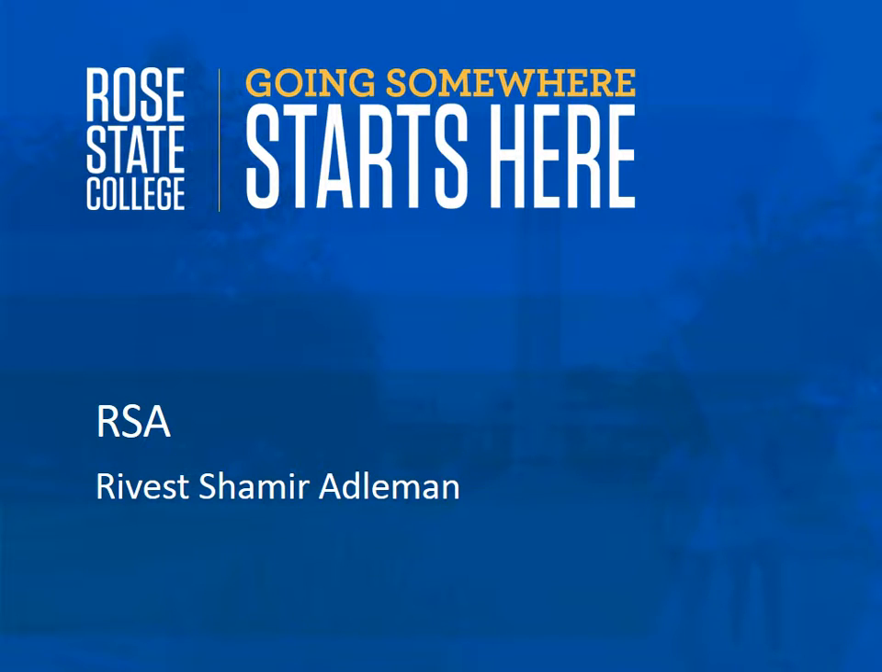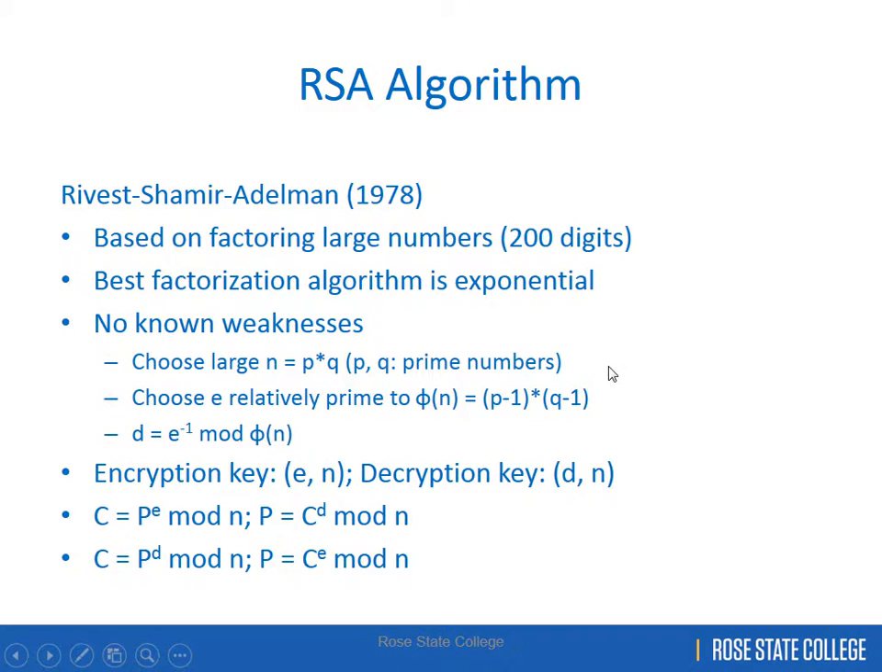All right, this is RSA, Rivest, Shamir, Adleman. If you read that crypto book, which I don't think any of you in here have, it's amazing. It's still used today. Rivest, Shamir, Adleman, 1978, based on factoring large numbers.